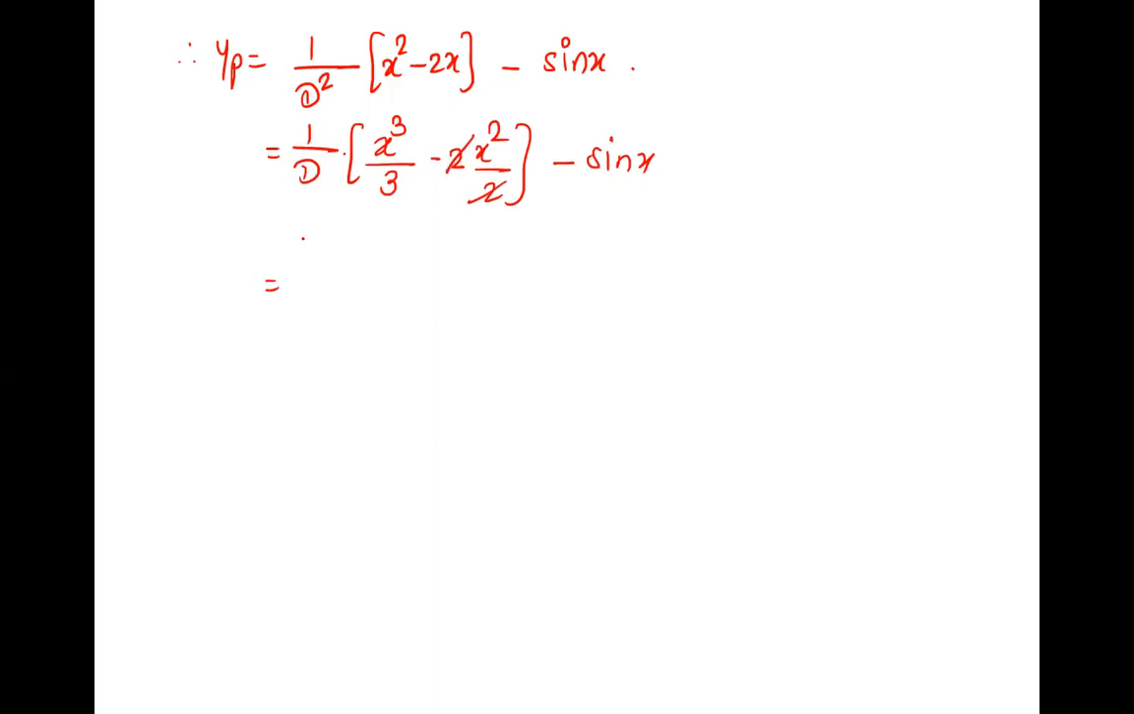And then one more integration. So what is the next integration of this term? x raised to 4 by 4 into 3, 12. Minus integration of x square, x cube by 3. Minus that sin x as it is. Done. This is your yp.